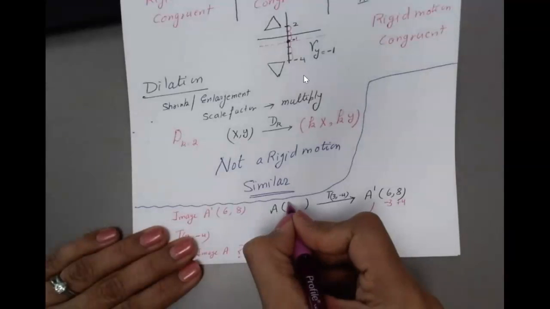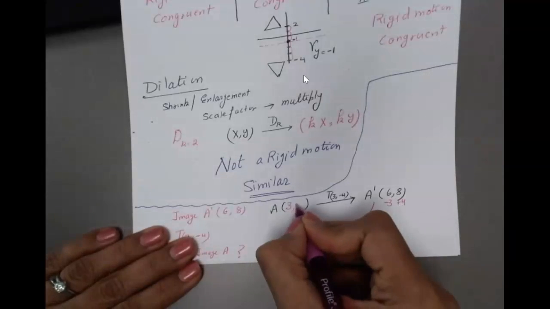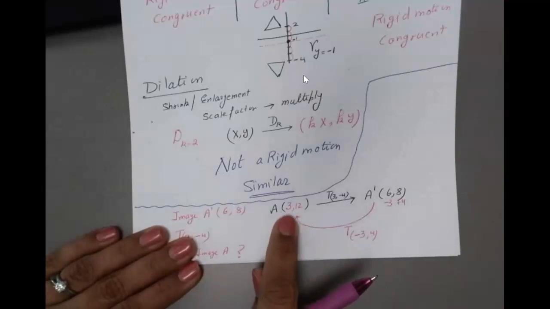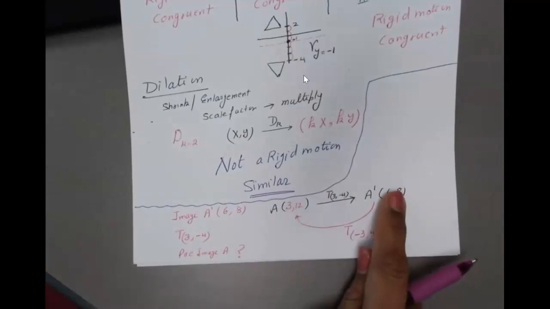And get the number. So you subtract 3 and you add 4. 6 minus 3 is 3. 8 plus 4 is 12. So this is your initial point from where you started.